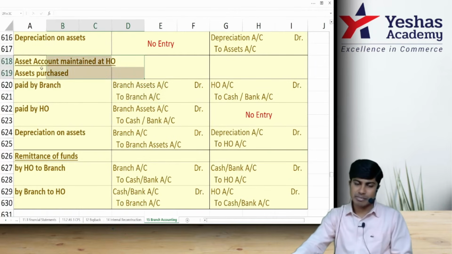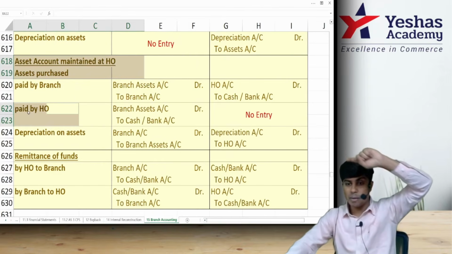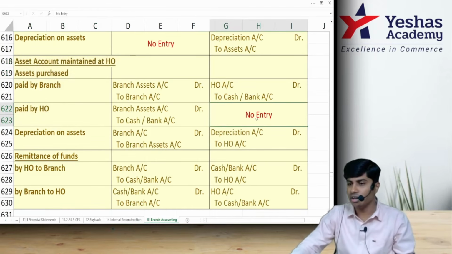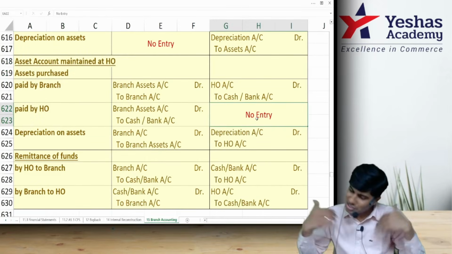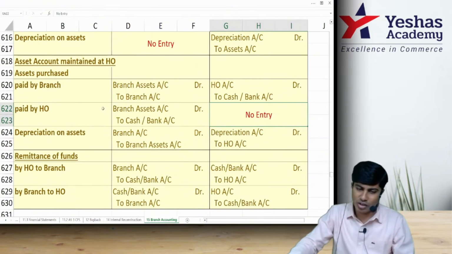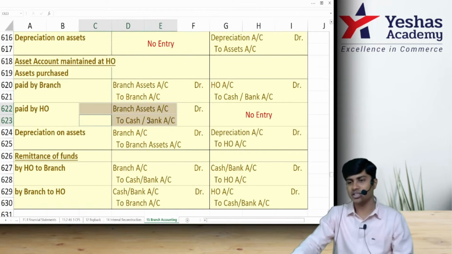What if the asset is maintained by head office, the asset is purchased and the payment is made by head office? Then what does branch do? Branch will write no entry. Why? It did not make the payment, and it is not maintaining the asset ledger. The asset ledger is maintained by head office, which will debit asset and branch. Payment is made by head office, so it will credit cash.